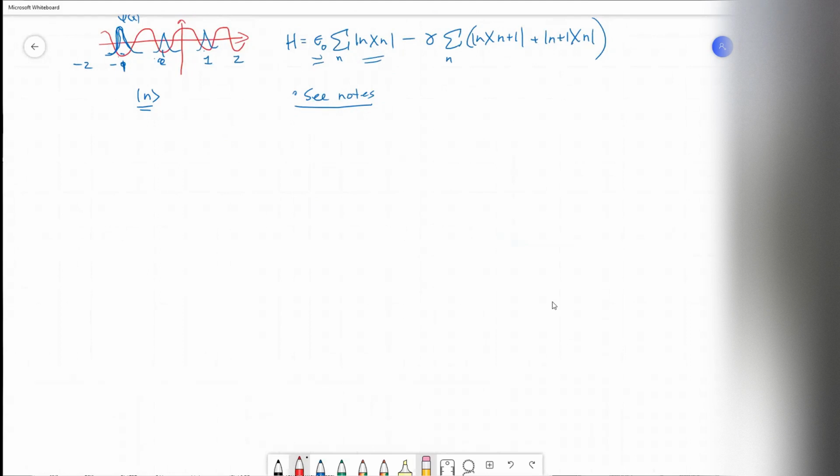Isn't this the Hubbard Hamiltonian? Oh, this is the tight binding model, I guess it's called. The Hubbard Hamiltonian is more complicated.